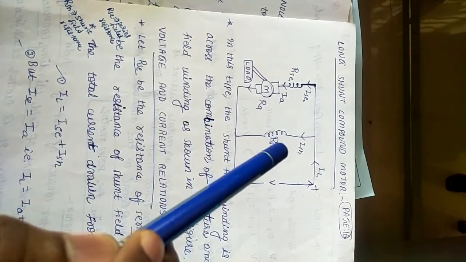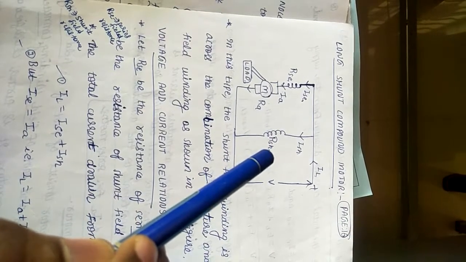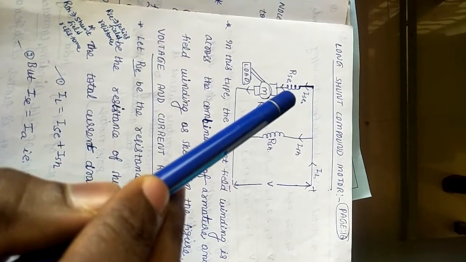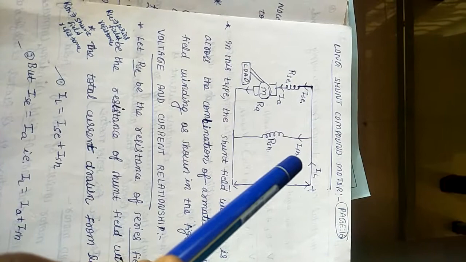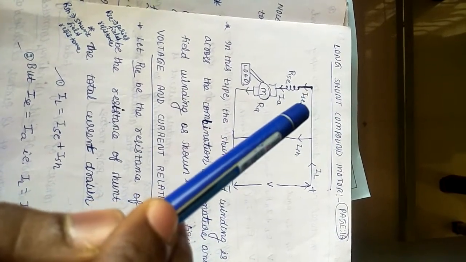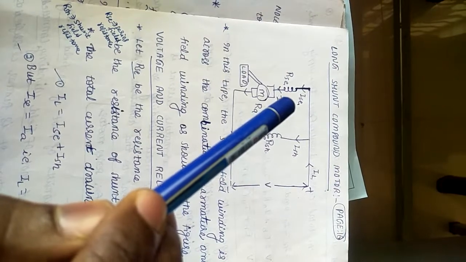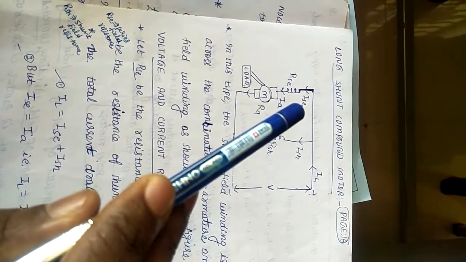The resistance of the field winding connected in parallel is indicated by RSH. The field winding which you connected in series with the armature is called RSC. ISH is the current passing through the field winding RSH and ISC is the current passing through the series field winding. So IL equals ISH plus ISC.